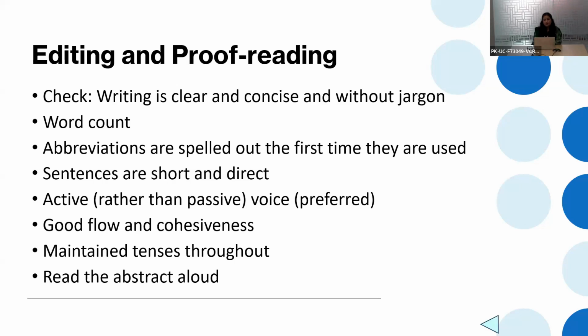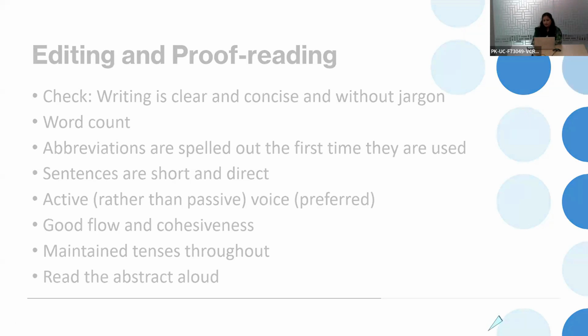When you read aloud, it is very easy to catch any grammatical errors or duplicate words, or if the sentence structure is not good or the flow is not good or anything that requires clarity, you are able to pick it up. So these are some of the tips and tricks. If you follow them, your abstract becomes very friendly to read and to be understood by the reviewer. So editing and proofreading is the fourth step.